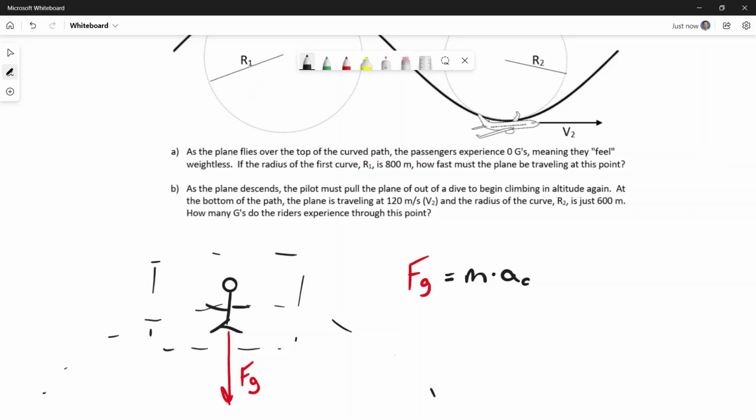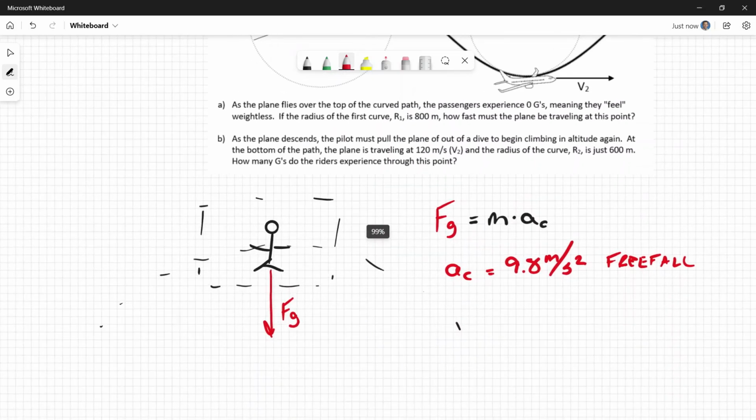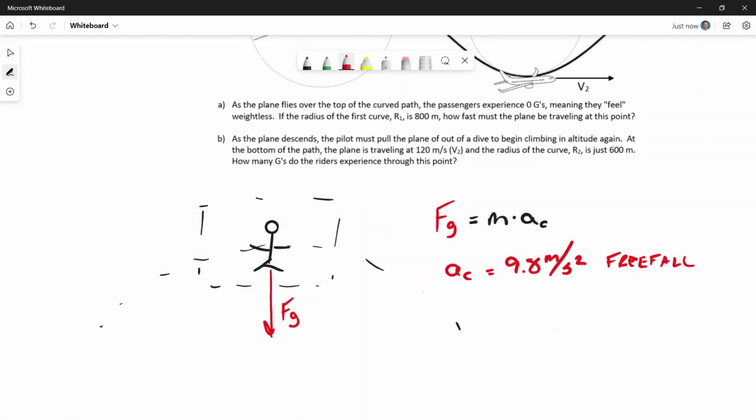But we also know something else, right? We know the acceleration due to gravity. In this particular problem, we know that a_c has to equal 9.8 meters per second squared because they're in free fall. It is the only force acting on them, and so they are falling freely and accelerating downward. And in fact, that's exactly what's happening to these passengers, and it's exactly what you would feel like if you were falling in an elevator in free fall. You would be accelerating downward at 9.8 meters per second squared, and you'd feel weightless. Right? So what velocity would cause that?